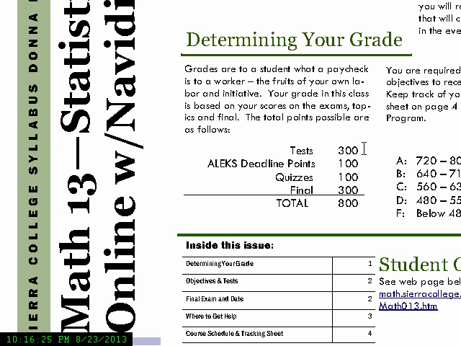So the tests are 300 points for 3 100-point exams. The deadline points are worth 100 points. So for example, let's say that you make 98% of the first deadline and it has 10 topics. Then you would get 9.8 on the grade book for that topic. But your goal is to get 100% for each of the deadlines.